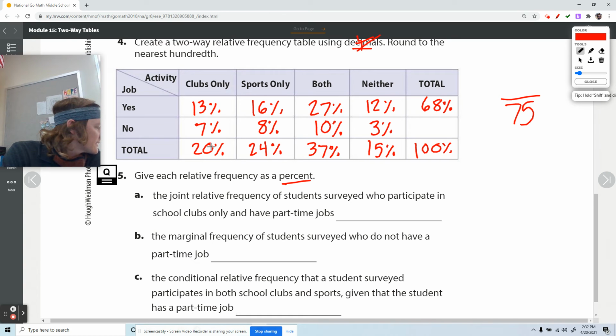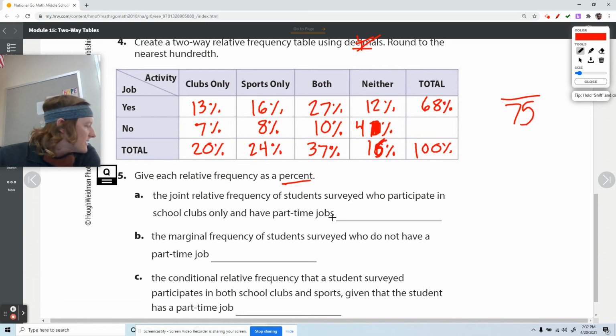I see. 3 divided by 75. Oh, I did this one wrong. I divided it wrong. This is actually 4%, which makes this 16. Sorry. Changing that box. I don't think that's going to do it all, though.